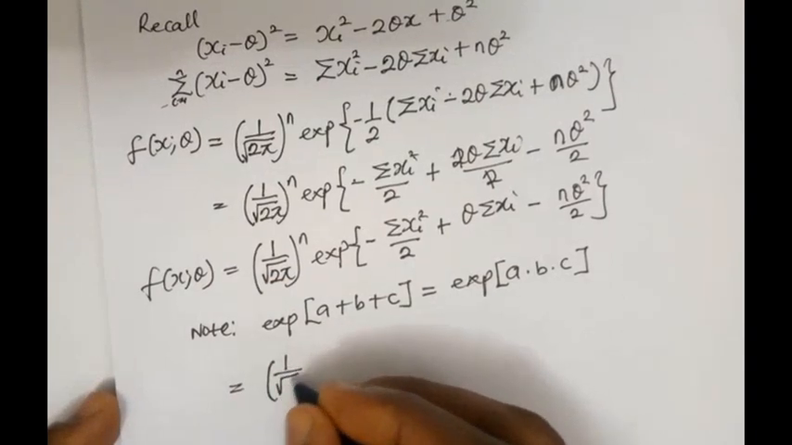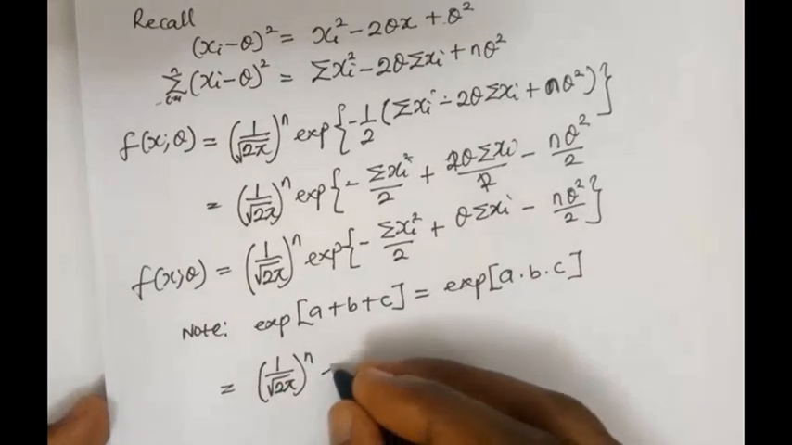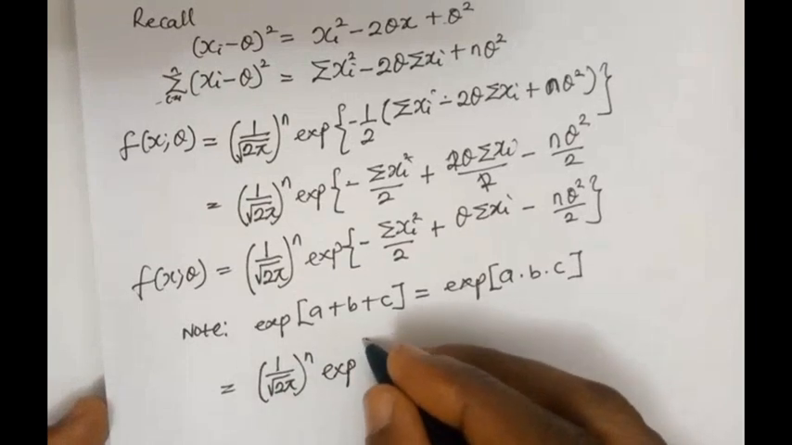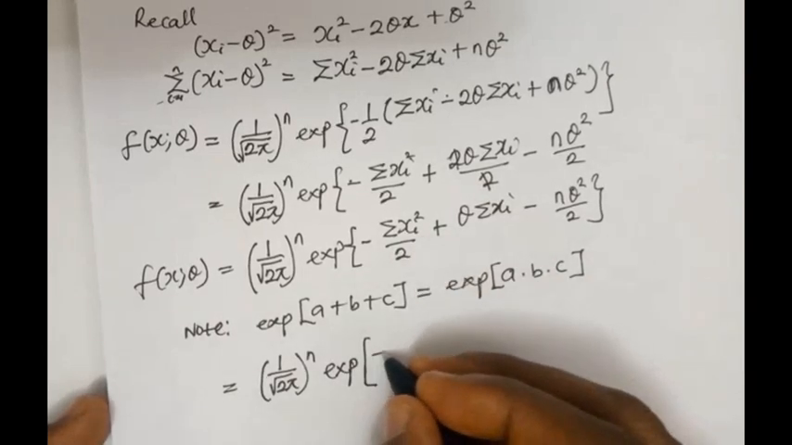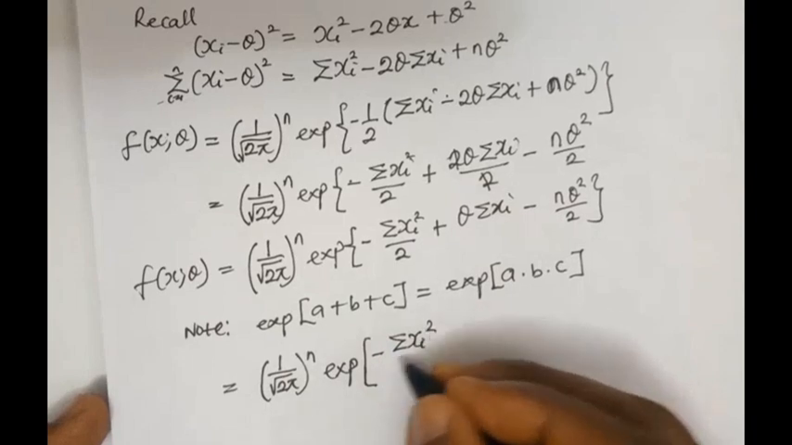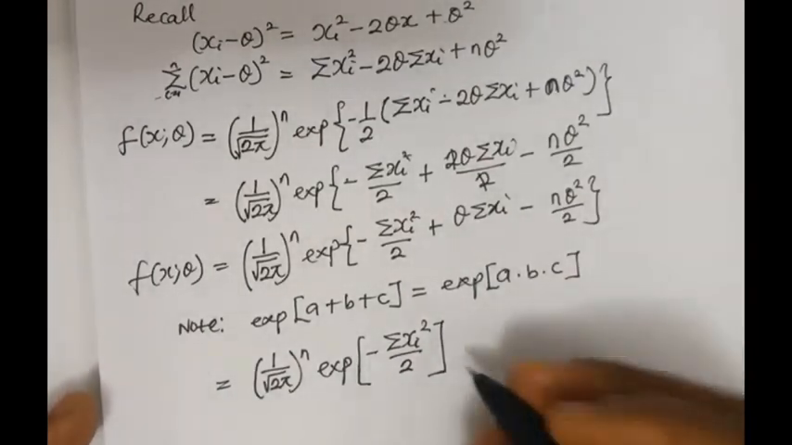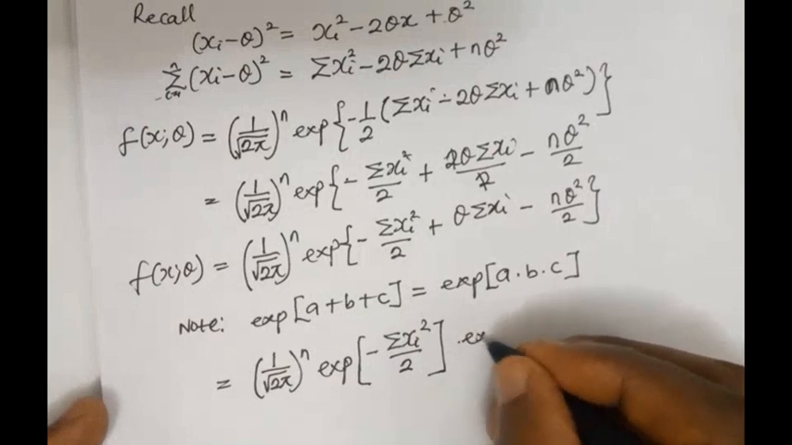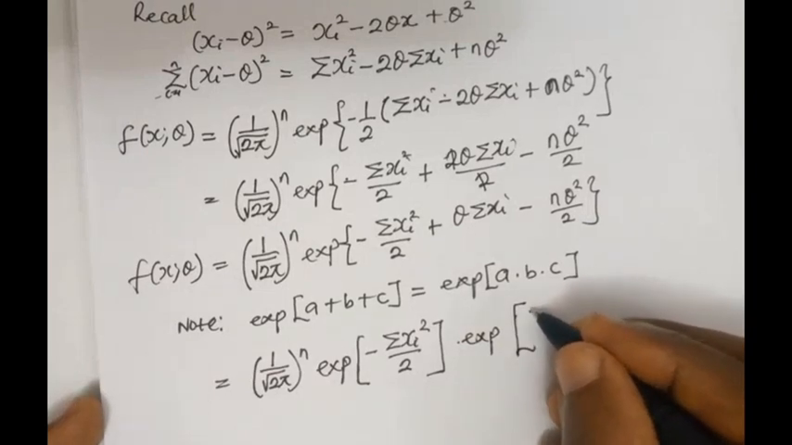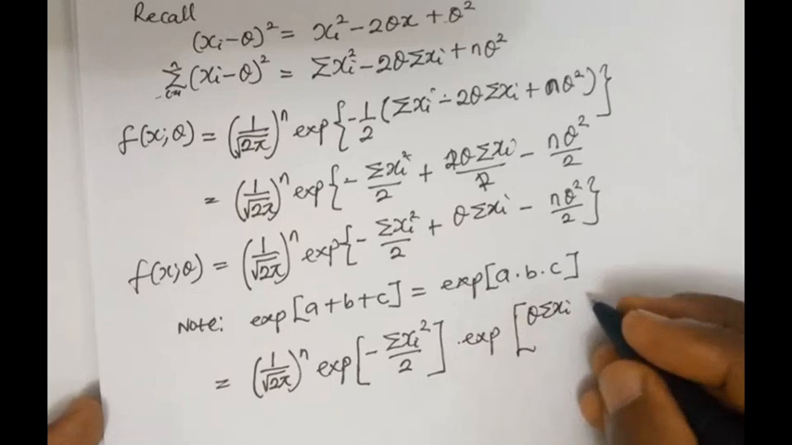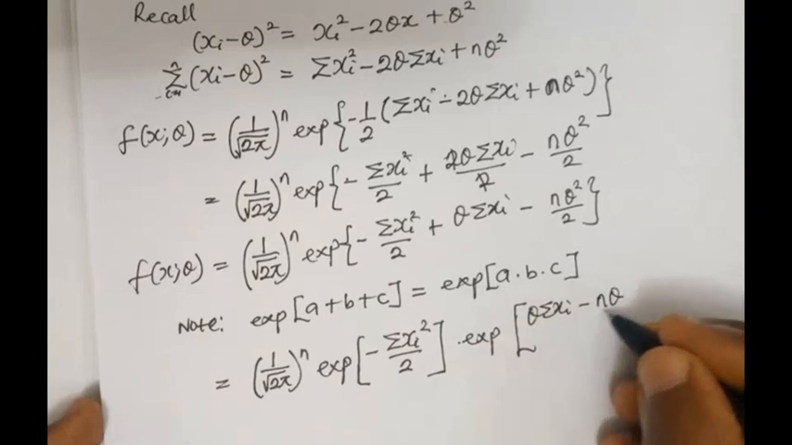1 all over square root of 2 pi raised to the power of n exponential. We'll take this function, which is negative summation of xi squared all over 2. We combine this to give us exponential theta summation of xi minus n theta squared all over 2.